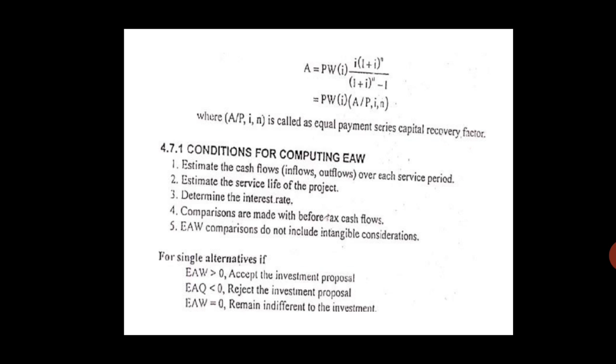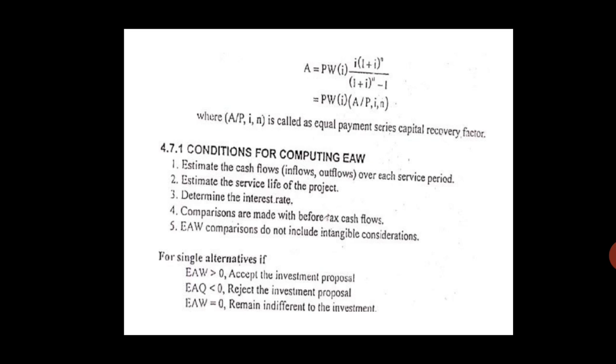Again, let's see the conditions for computing this equivalent annual worth. First we should know the service life of the project N. Then you should also know the interest rate I. Then you should estimate the cash inflows and cash outflows for the service period. Then comparisons are made with before-tax cash flows. And here everything is tangible, whatever we can see and calculate, not intangible things.